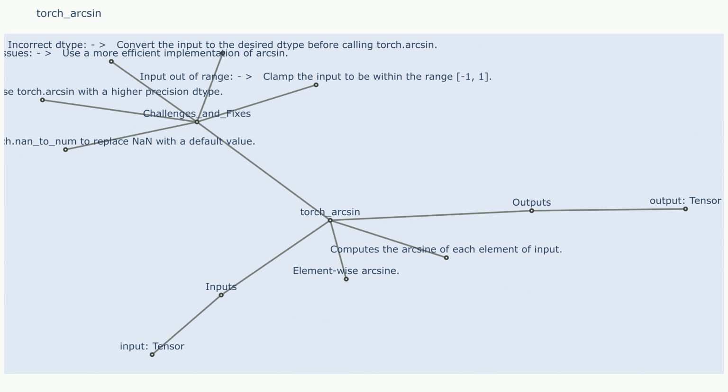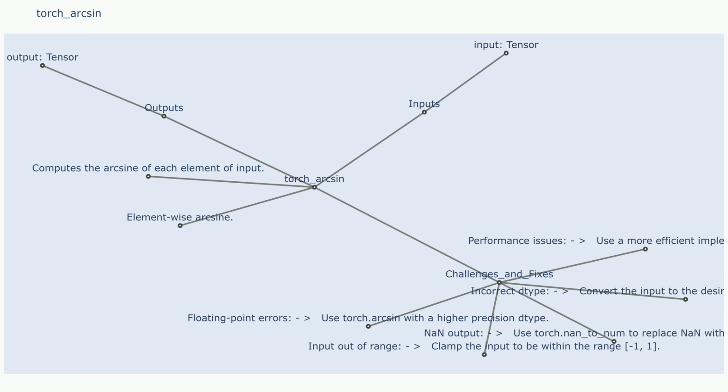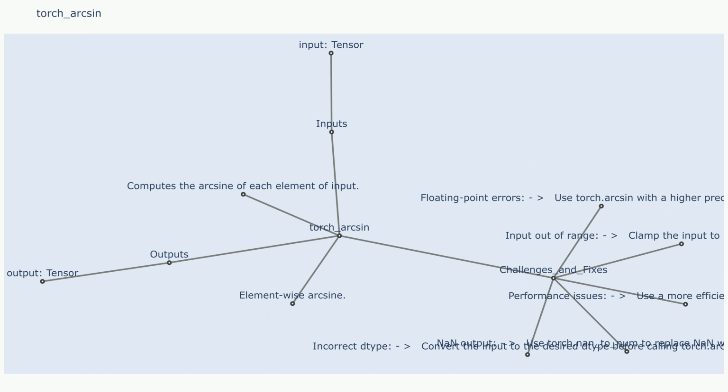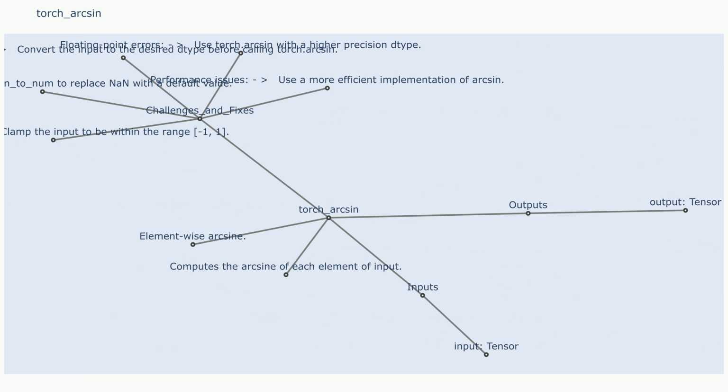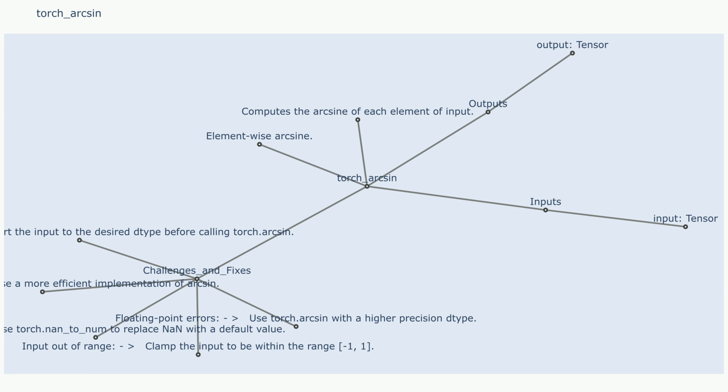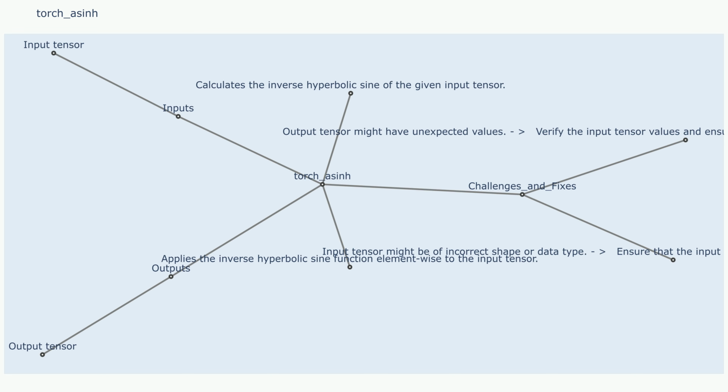range. Challenge 2: numerical instability for values very close to -1 or 1. The arcsine function can become numerically unstable, leading to inaccurate results. Sample use case: torch.arcsin(torch.tensor(0.99999999999999)). Fixes to challenge 2: use a more robust numerical method for calculating the arcsine for values near the boundaries of the domain.